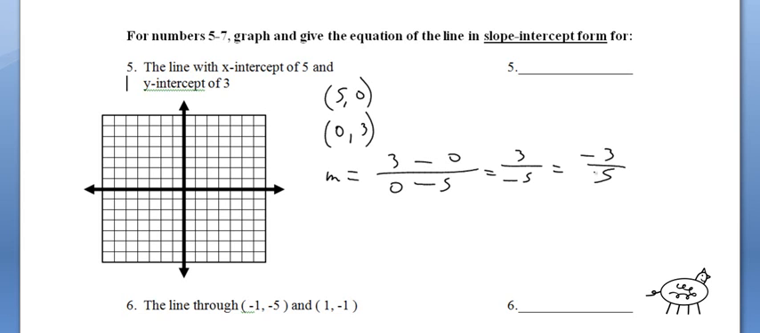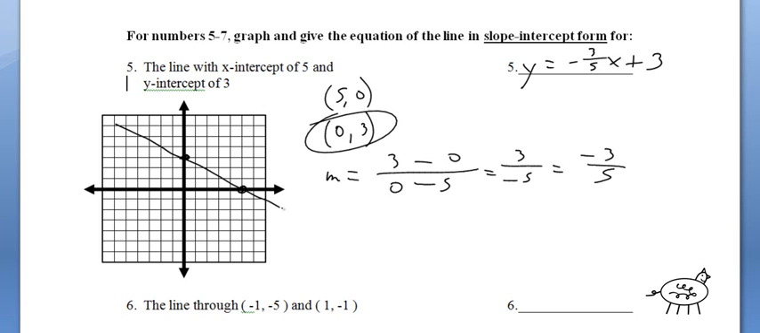And how do you find your y-intercept? There it is. I gave it to you. So it's actually asking for slope-intercept form, so y equals negative 3/5 x plus 3. Okay? Because, again, remember these are coordinates, so I can plot 0, 3, and I can plot 5, 0.